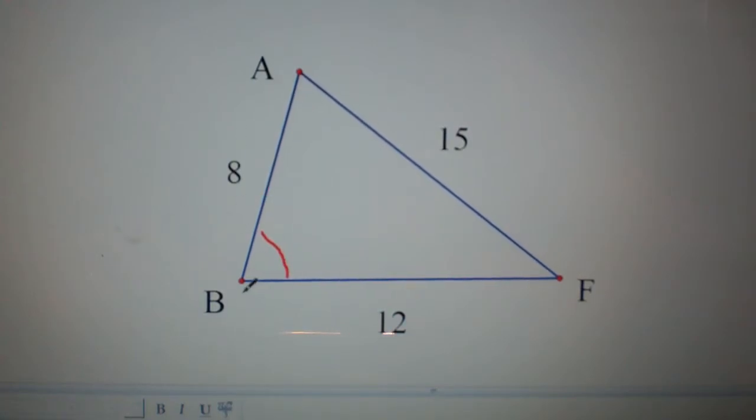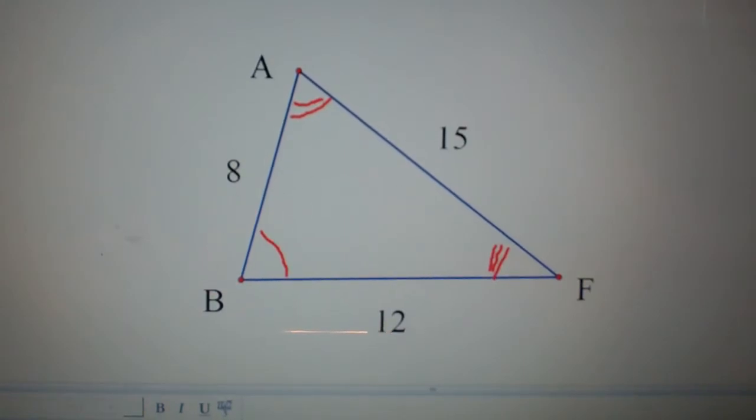And then since the segment BF is the medium size side of the triangle, then we can say that angle A is the medium size angle of the triangle. And then since side AB is the smallest side of the triangle, then we can say that angle F is the smallest angle of the triangle.